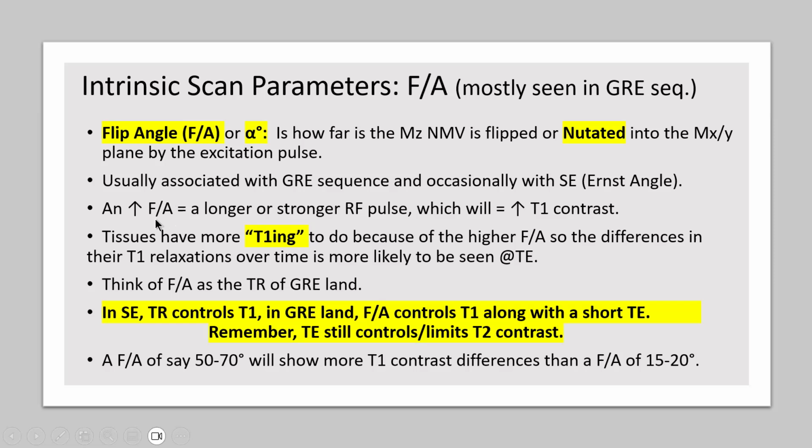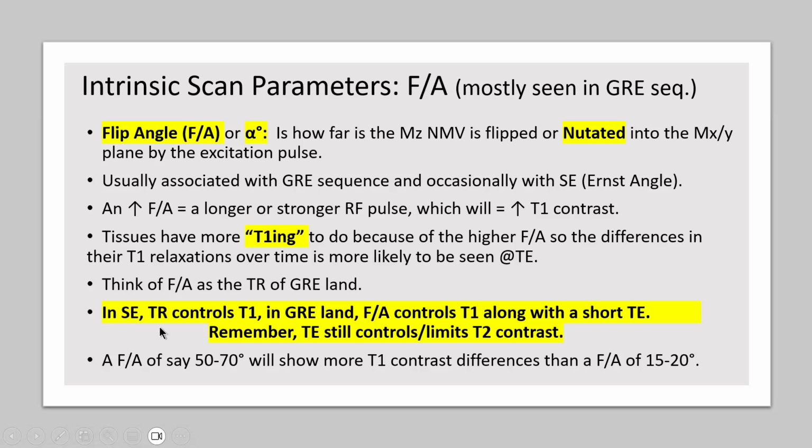So think of flip angle as the new T1 in gradient echo. As you flip the vectors more into the XY plane, they have more T1ing to do. I'm just going to use 90 degrees here. It's not 90, but you knock these guys all the way down to 90, they've got a lot of T1ing to do, versus if you knock them down only, say, 25 degrees. You're not going to see too much T1 relaxation difference between the tissues at 20 or 25 degrees versus if you knock them down 50 to 70. They've got a lot more T1 contrast, a lot more T1 relaxing to do.